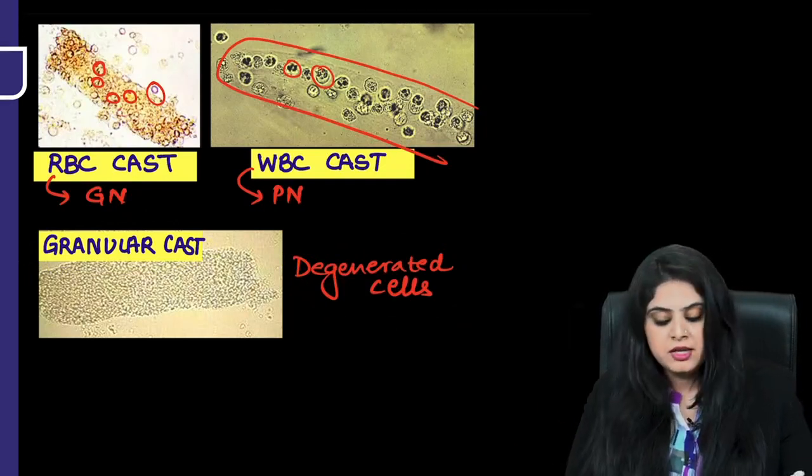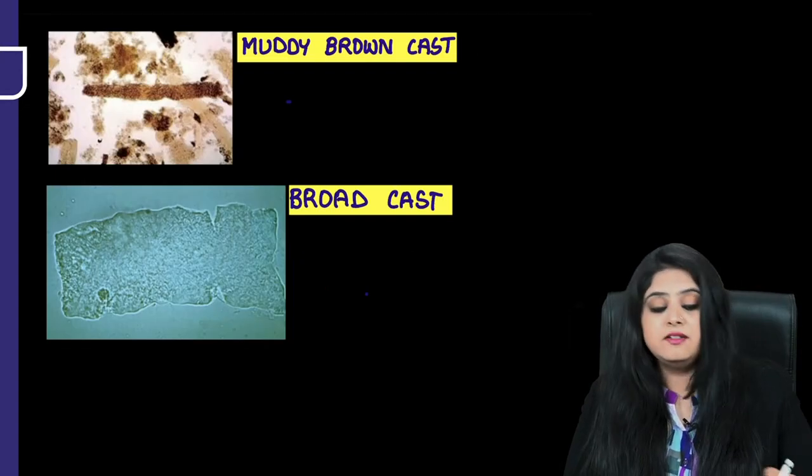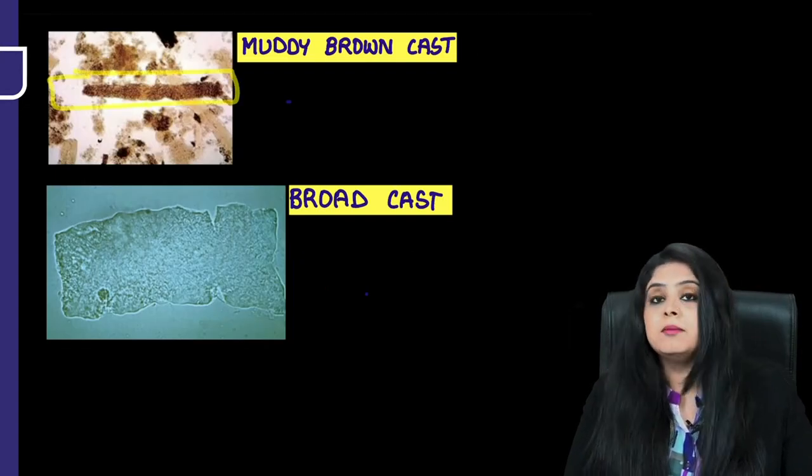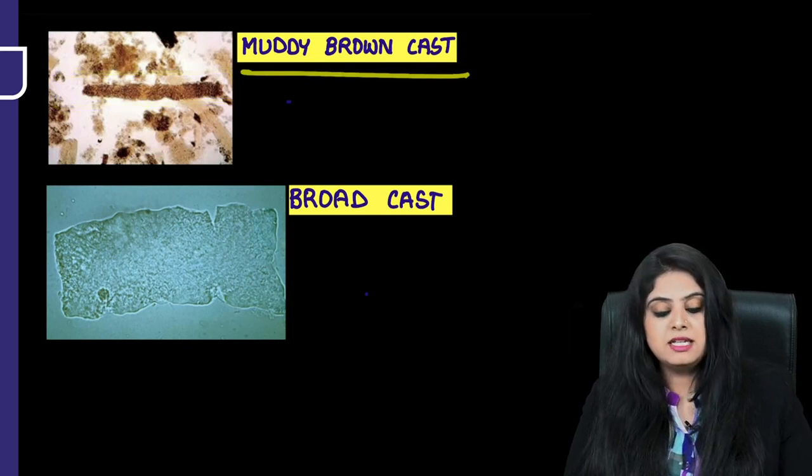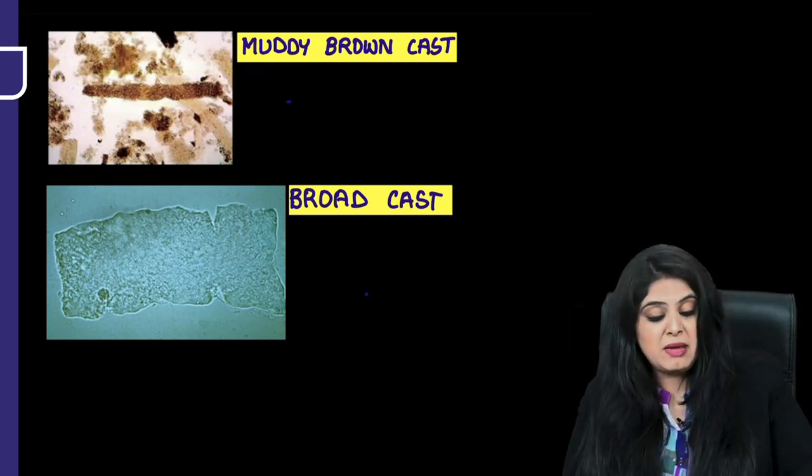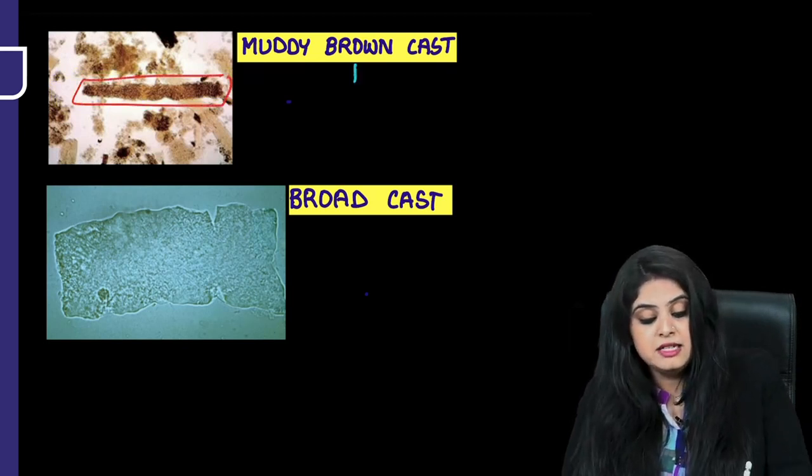That's about it. Moving on to the next, the one that looks very, very dirty, and that is going to be the muddy brown cast. Please note, in the muddy brown cast, everything is looking so bad and brown because everything has died. This is associated with acute tubular necrosis.